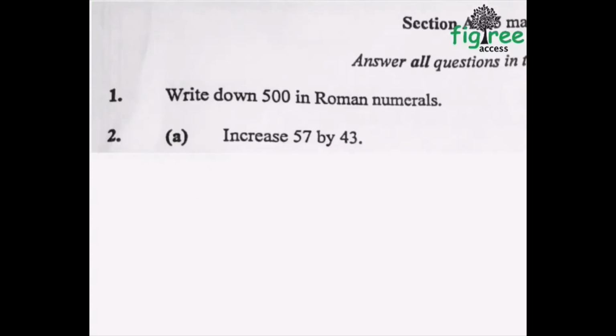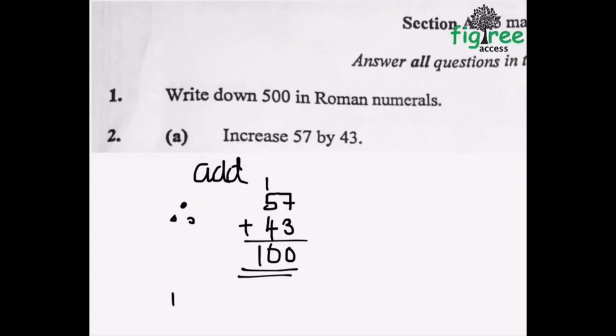Let's now cross over to number 2. Number 2A, increase 57 by 43. To increase is to add. To decrease is to subtract. So let's add 57 plus 43. Here we start by adding 7 plus 3, which gives us 10. So it's 0, remember 1. Then 1 plus 5 plus 4 is 10. So this becomes 100. So our answer here will be 100.